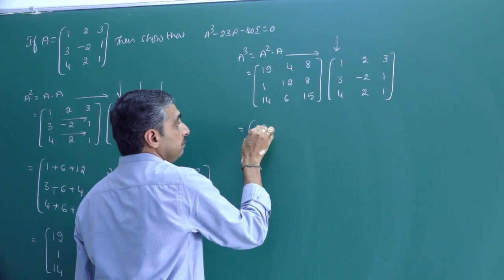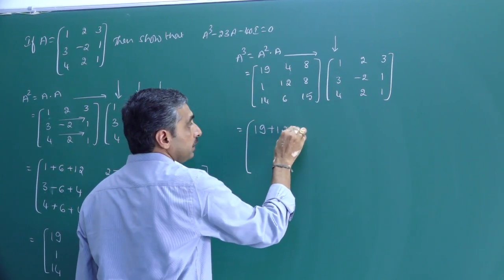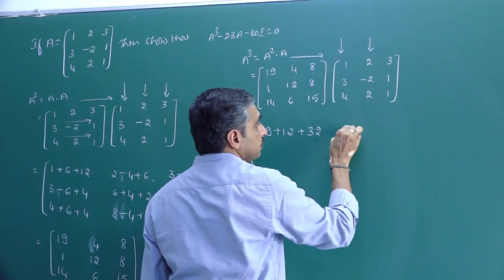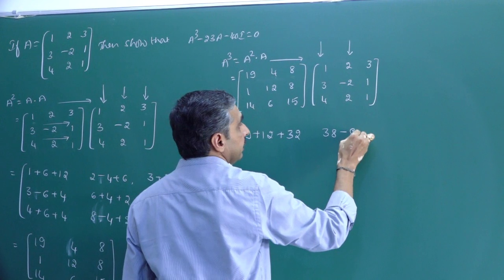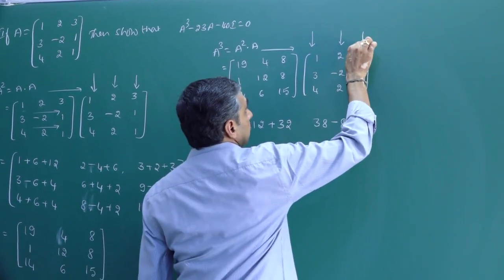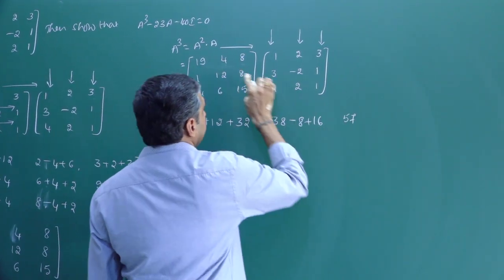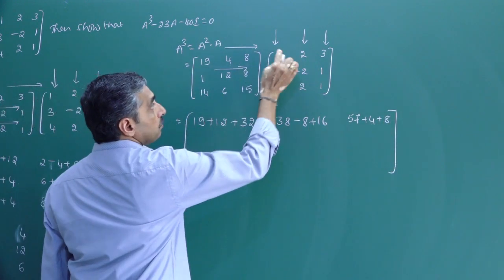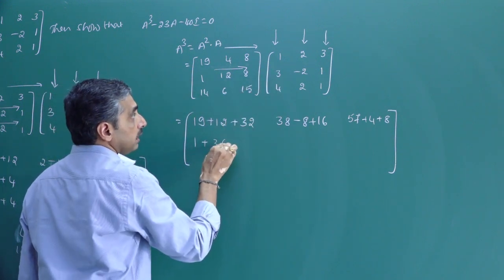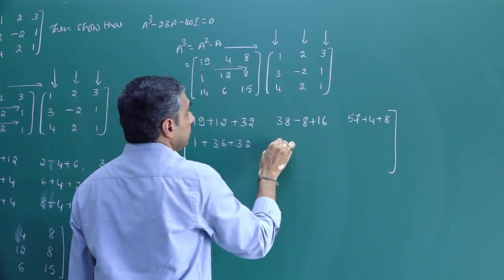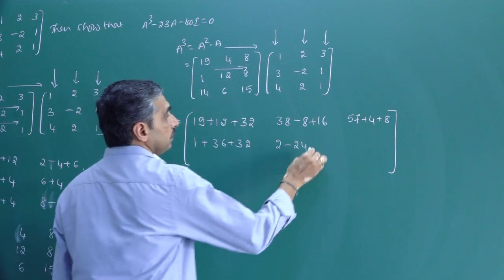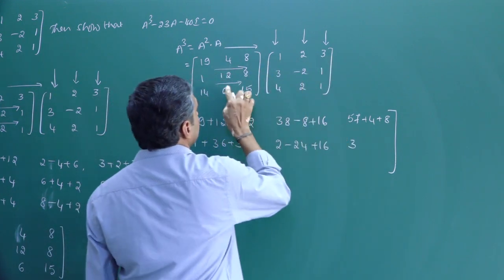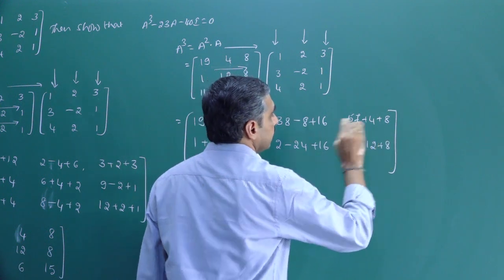First row to first column, 19 ones are 19, plus 4 into 3, 12, plus 8 into 4, 32. First row to second column, 19 twos are 38, 4 into minus 2, minus 8, 8 twos are 16. First row to third column, 19 threes are 57, 4 ones are 4, 8 ones are 8. Now second row to first column, 1 ones are 1, 12 threes are 36, 8 fours are 32. Next, 1 twos are 2, 12 into minus 2, minus 24, 8 into 2, 16. Now the last one, 1 into 3, 3, plus 12 into 1, 12, plus 8 into 1, 8.